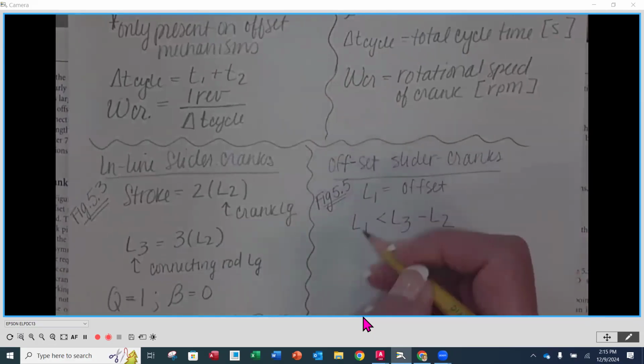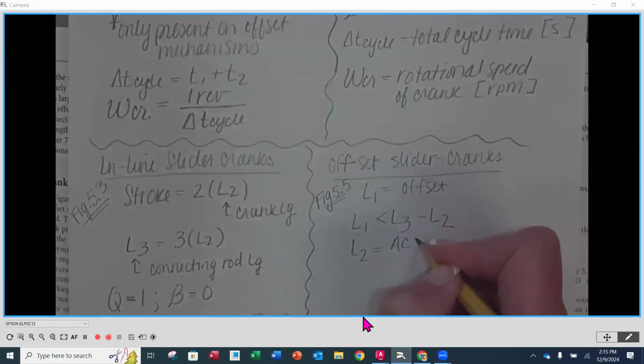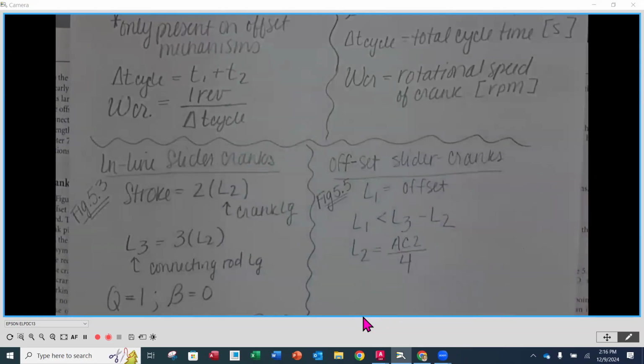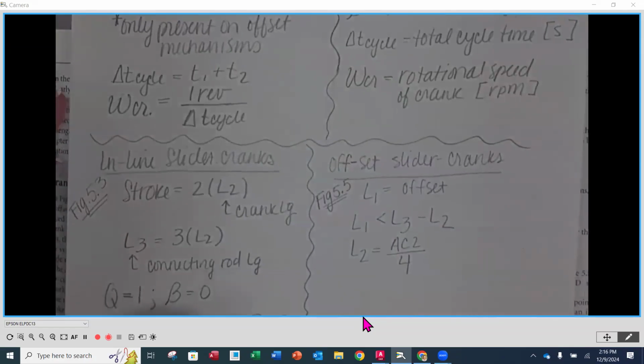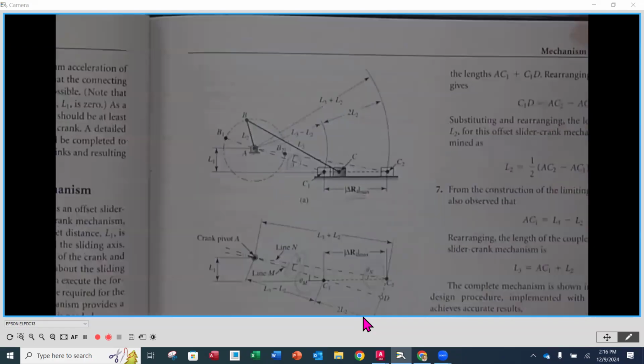Now, if we wanted to calculate the length of link number 2, L2 is going to be equal to AC2 over 4. Now, AC2 is a distance on figure 5.5. So I want to show you that. So L2 is going to be AC2 divided by 4. Okay. So let's look at what that means, AC2. If we look here at this diagram, A is the center of rotation of our crank, and C2 is out here. So it's the length of that line right there, okay?